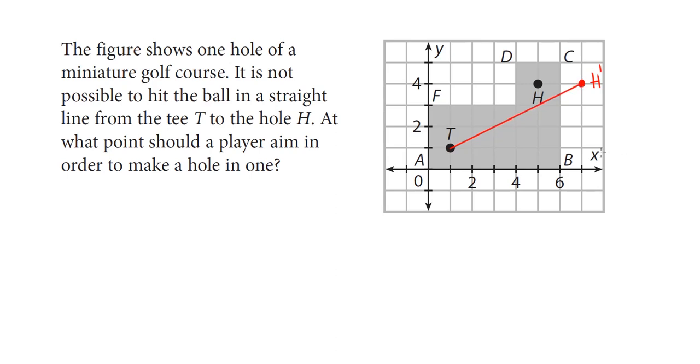Now, while that's not going to get me into the hole, this point right here, where my line segment intersects line segment CB, that is the point at which I need to aim my ball to get it to bounce into the hole. And so that point would be at 6, 3.5. So that would be where the player should aim the ball in order to make a hole-in-one.